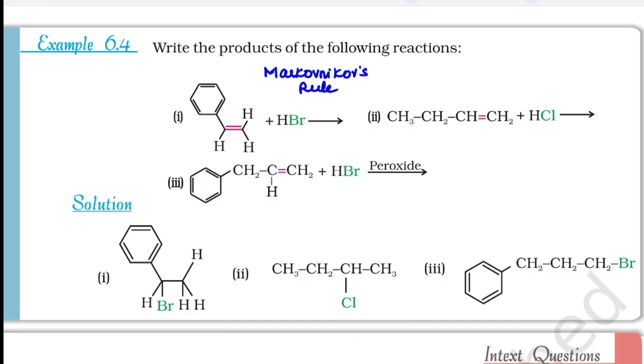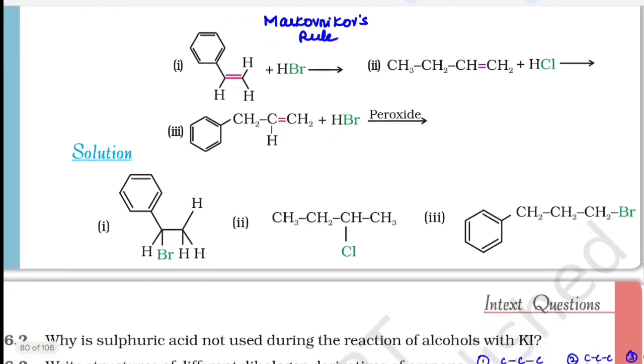So here, anti-Markovnikov's rule says hydrogen should be added to the carbon containing the lesser number of hydrogen atoms. So this carbon is having fewer hydrogens. So add hydrogen to this carbon and add bromine to this carbon. So you can see this is the product which is obtained.